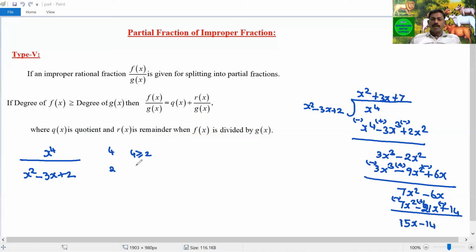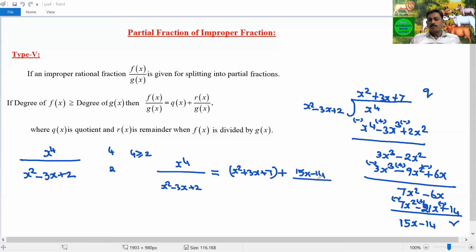So therefore, we can express this x power 4 divided by x square minus 3x plus 2 as q of x. This is your quotient and this is your remainder and this is your g of x. We can express this as q of x, that is x square plus 3x plus 7, plus here r of x is 15x minus 14 divided by g of x is x square minus 3x plus 2. So now we have reduced this improper fraction into a proper fraction.